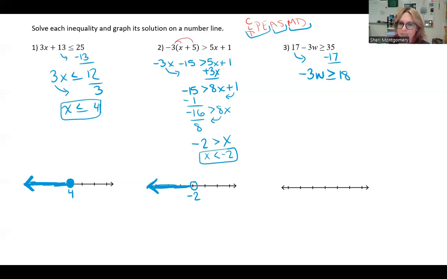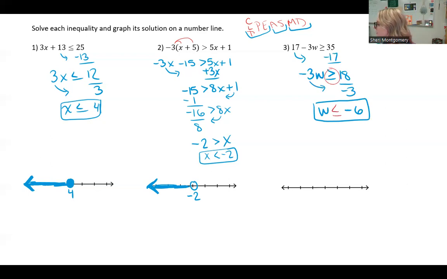And then my very last step, I need to get rid of this multiply by -3. So I need to divide by -3. What happens when I divide by a negative? Flip the sign. So that sign needs to flip and face the other direction. I don't flip anything else. I just need to flip the sign. 18 divided by a negative is going to be a negative. 18 divided by 3 is 6. The variable is on the left, so I can box my answer.